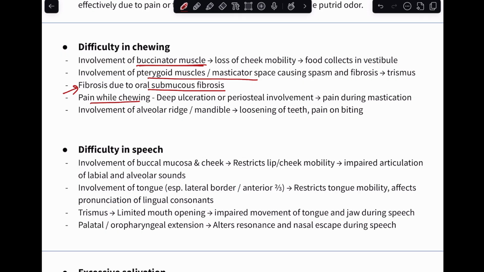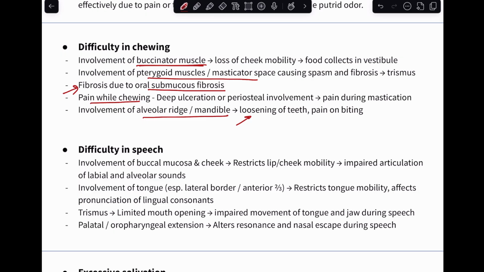Why is there pain over there? Maybe there is a deep ulceration or periosteum involvement. So whenever you are trying to chew, you have pain during mastication, so you have some difficulty. Or there may be involvement of the alveolar ridge or the mandible, which will lead to loosening of teeth and pain on biting. So these are all the possible reasons why this patient may have difficulty in chewing.